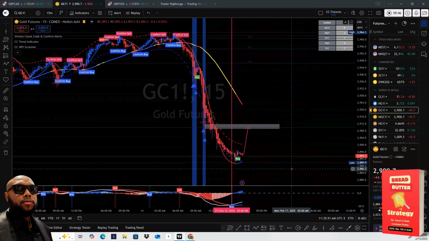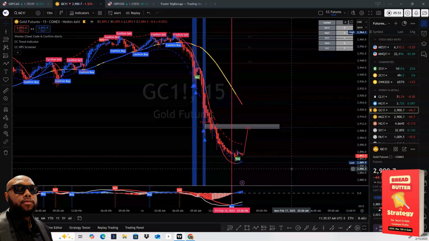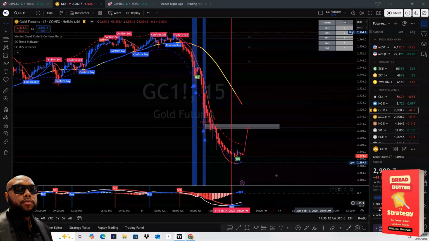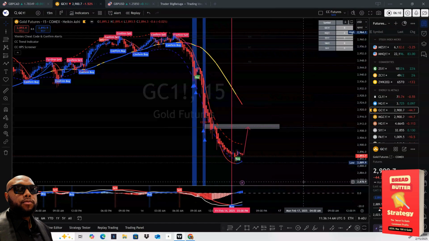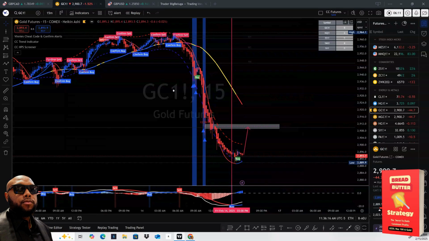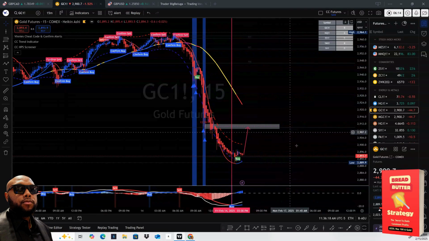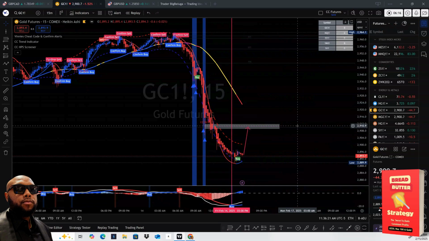This is a scalp, so you're not going to be in this trade long. Remember that when you're trading pullback trades, you're going against the trend, so you're not going to be in this trade long. Your goal is to get in, get your money, and get out. This is what we call a bread and butter, because this happens every single day, Monday through Friday. You're going to find a bread and butter strategy either on gold or one of the indices.